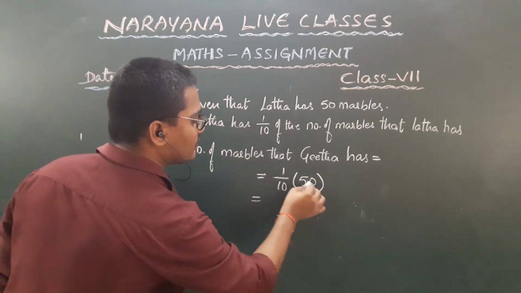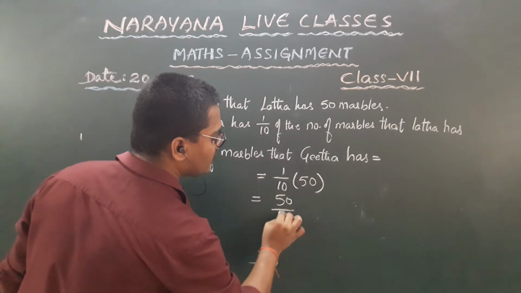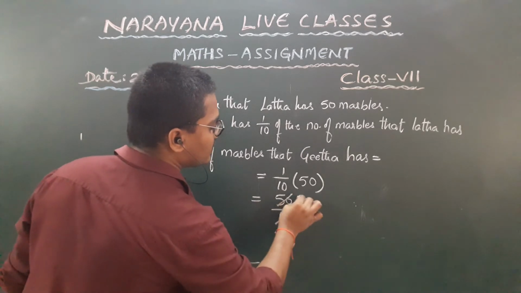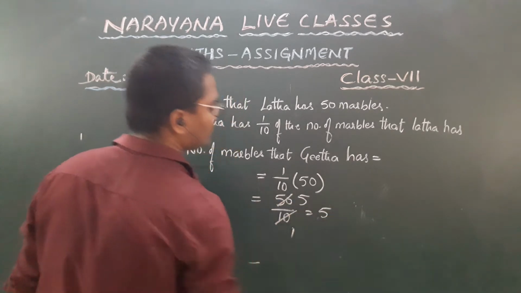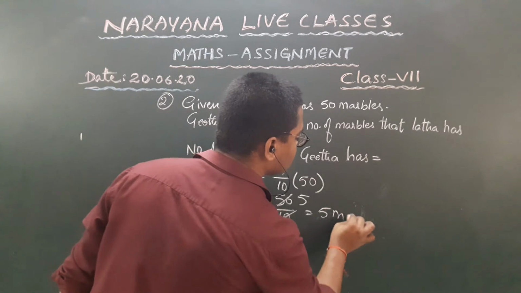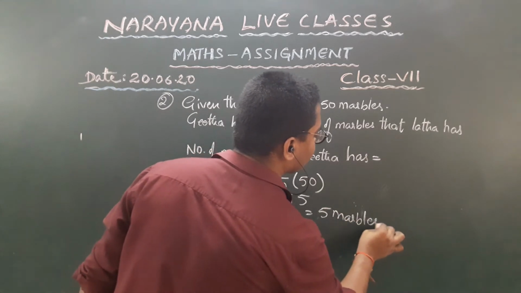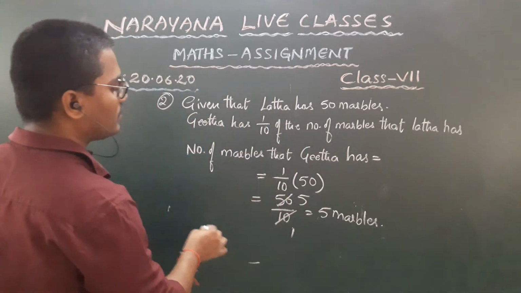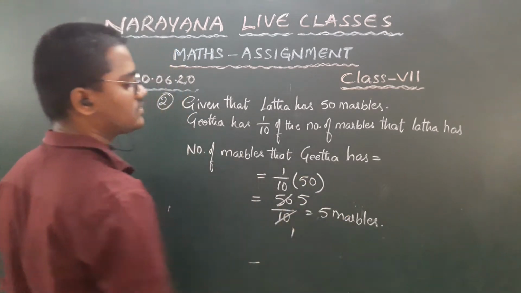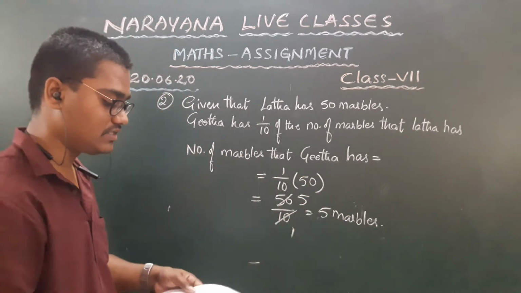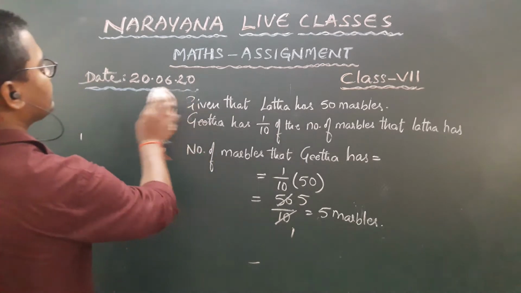So that is equal to 50 divided by 10. 10 ones are 10, 10 5s are 50. So the resultant answer will be 5. So 5 marbles. Therefore, Geeta has 5 marbles with her. I hope it is clear, children. Now coming to the third question.